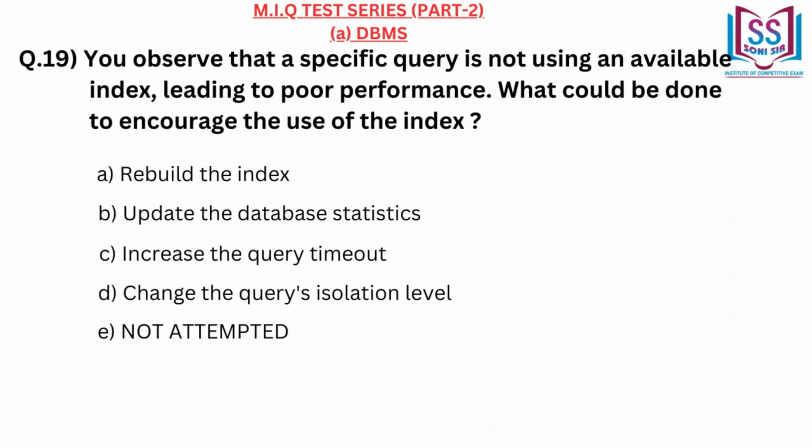You observe that a specific query is not using an available index, leading to poor performance. What could be done to encourage the use of the index? A. Rebuild the index. B. Update the database statistics. C. Increase the query timer. D. Change the query's isolation level.